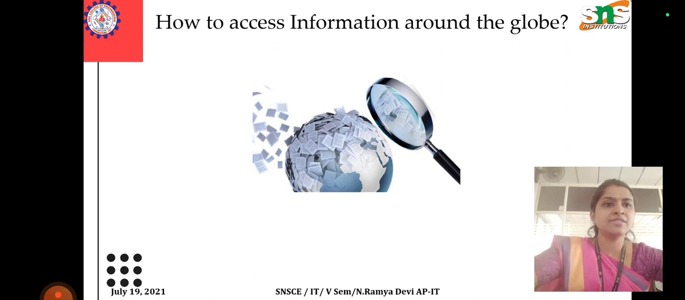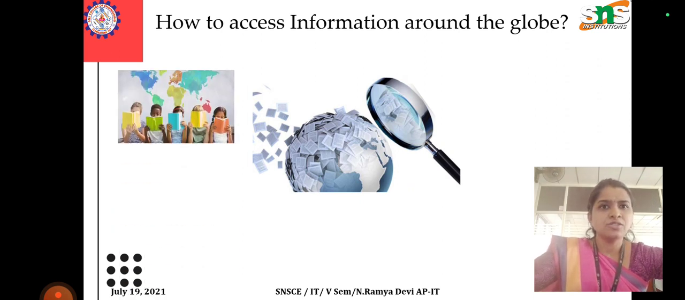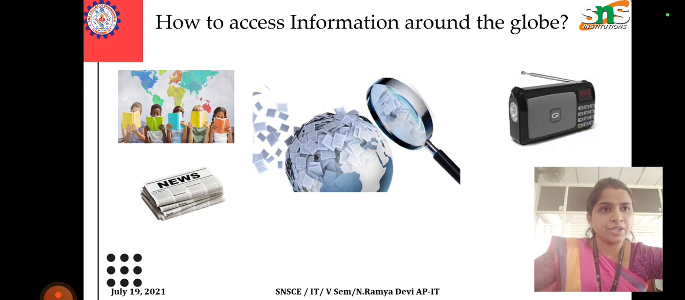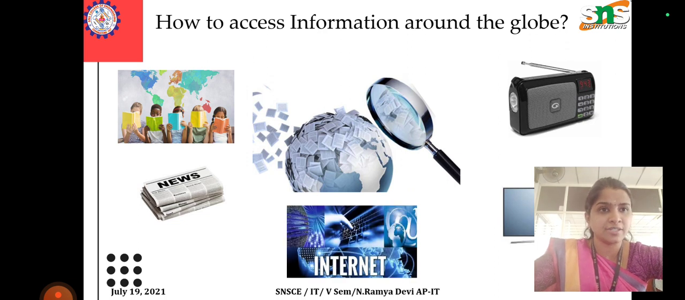So how to access information around the globe? There are so many ways we can access the information around the globe. So what are the ways? We can know the information through a book, or through a newspaper or a radio, and then on a TV. But nowadays we are getting all the information through the internet.